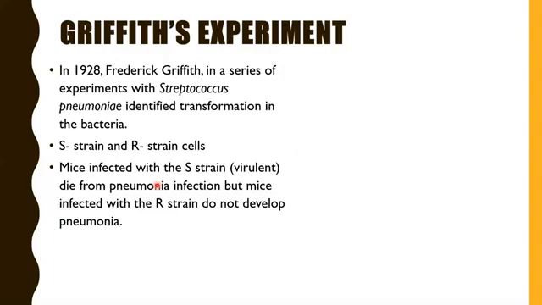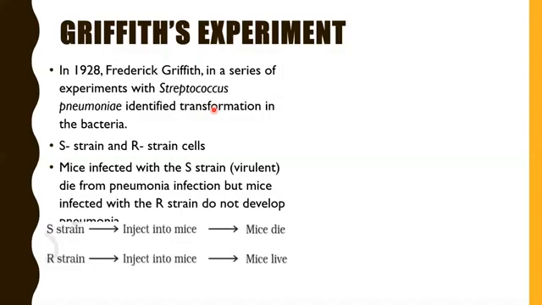But when the mice were infected with the R strain bacterial cells, they did not develop any pneumonia. That means the R strains are non-pathogenic. R strains do not cause the disease. The name of the bacterial cell is Streptococcus pneumoniae, but not all the strains of Streptococcus pneumoniae are able to cause disease. Only the S strains are pathogenic and R strains are non-pathogenic. Actually, this was the experiment of Griffith.